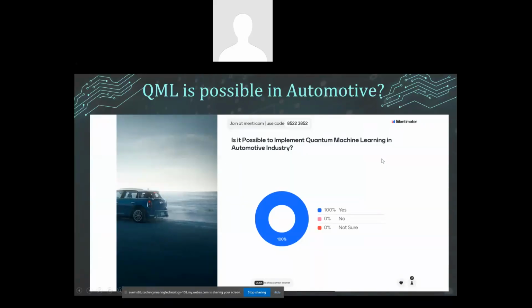Why? Because if some error happens in automotive, it can lead to death, or the loss is very huge. That's the reason automotive is a very critical area, and we need to be very careful about it. So whether QML is possible in automotive, that's the question I have here. Whether it's possible to implement quantum machine learning in the automotive industry.